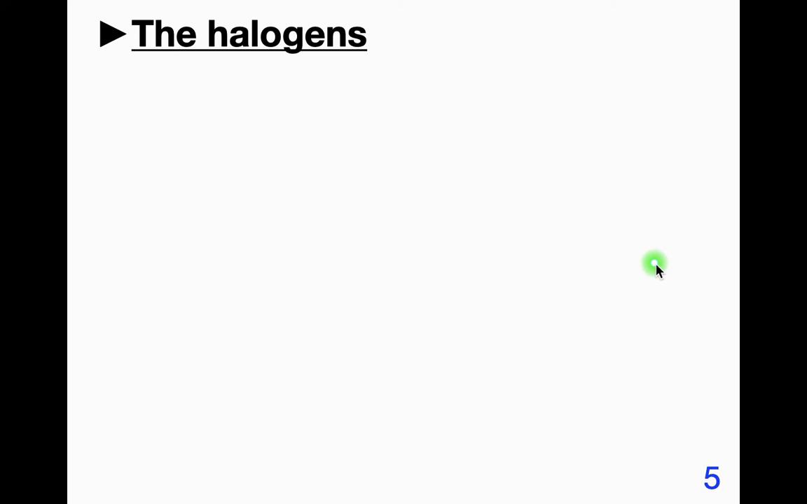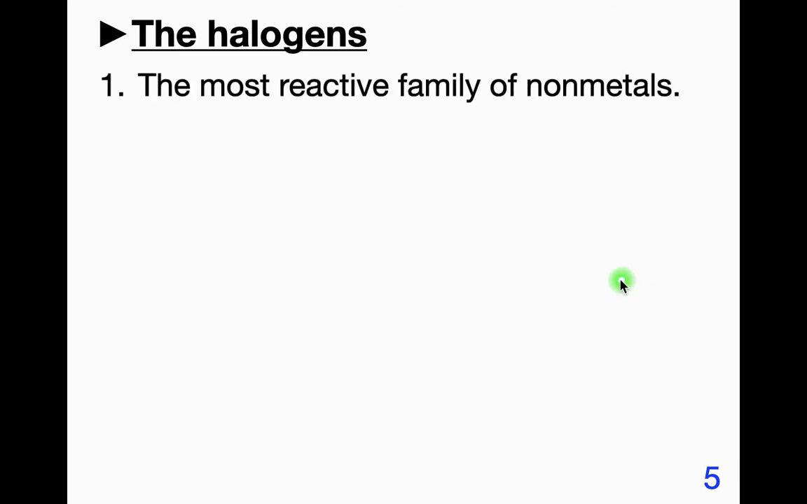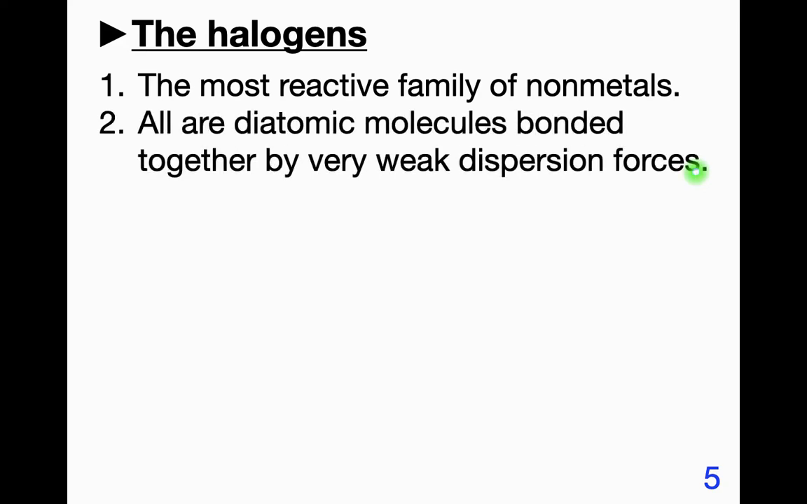Okay, now let's look at the halogens. It's the most reactive family of non-metals. So remember, the alkali metals were the most reactive metals, and the halogens are the most reactive non-metals. All are diatomic molecules bonded together by very weak dispersion forces.